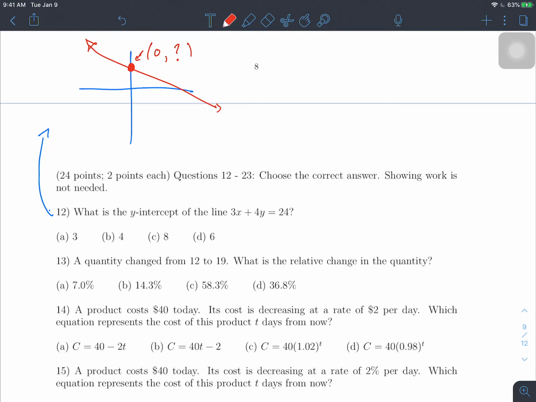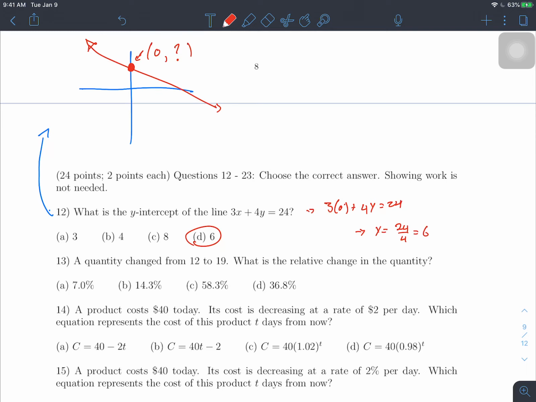So in particular, a y-intercept is going to occur when the x value is equal to 0. So if we have this equation here, we can just replace x by 0. We get 3 times 0 plus 4y equals 24. Therefore, y equals 24 over 4 equals 6. So our answer is D.